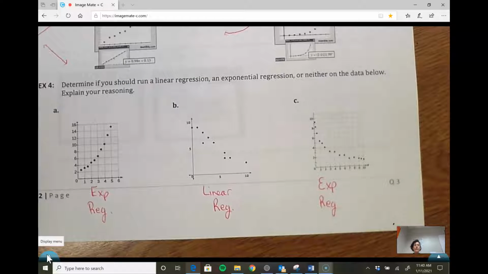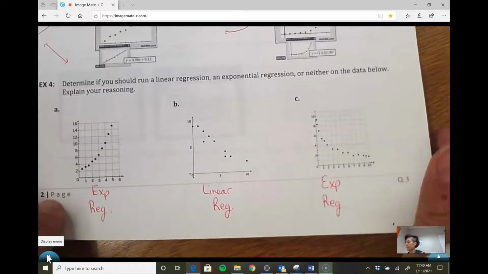Okay, so the point is, once you get those points, your data, on a piece of graph paper, does it look linear or does it look exponential? And if it looks either one, we can let the calculator come up with an equation for that. All right, moving on to page 3.